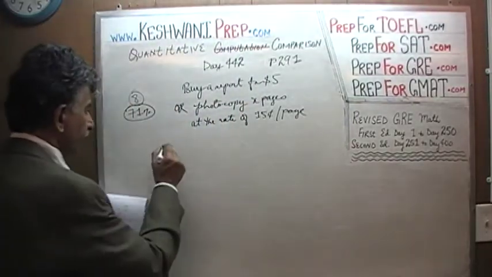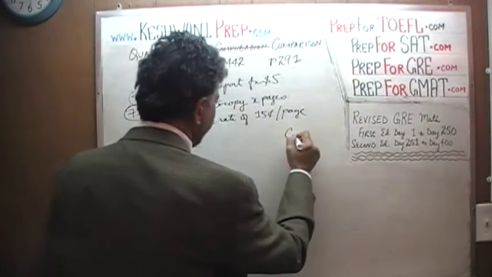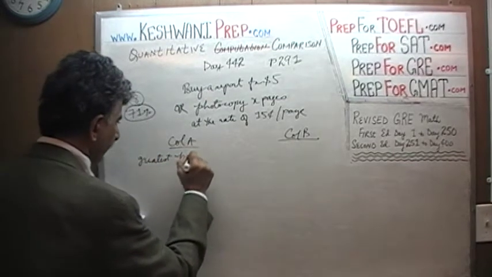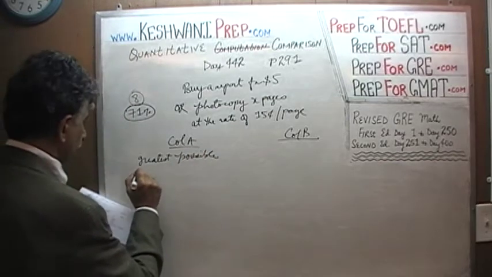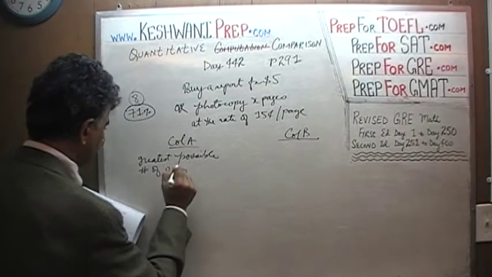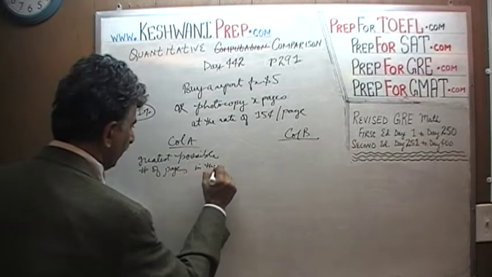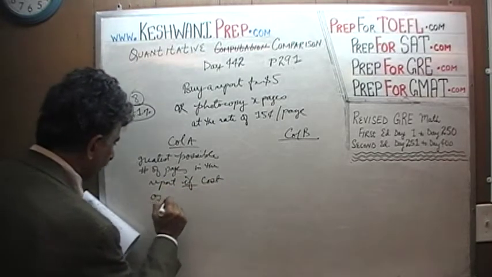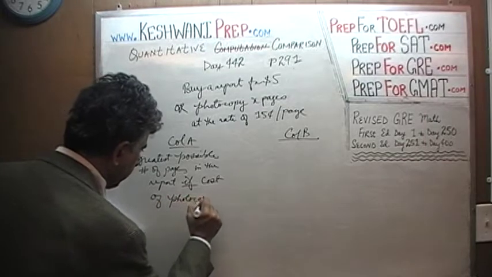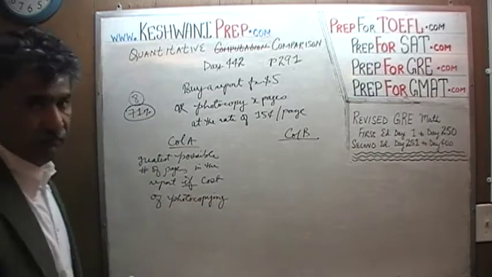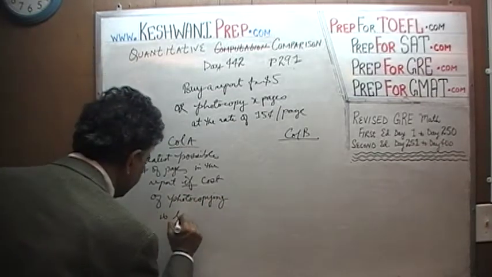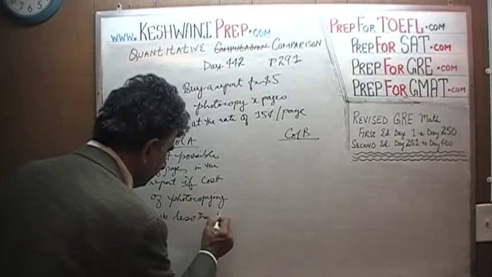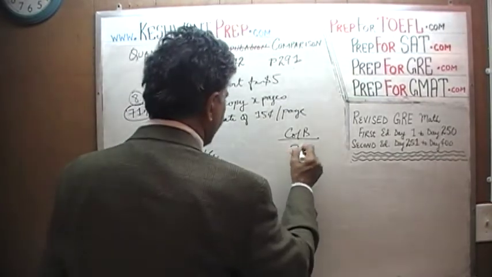And here's what we are asked to compare. Column A and column B. Column A says the greatest possible number of pages in the report if the cost of photocopying is less than $5. And here we have 34.